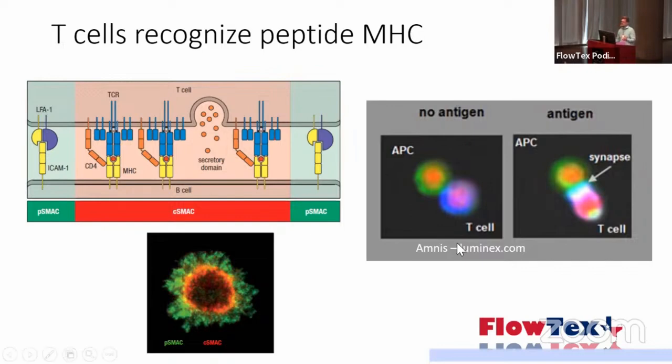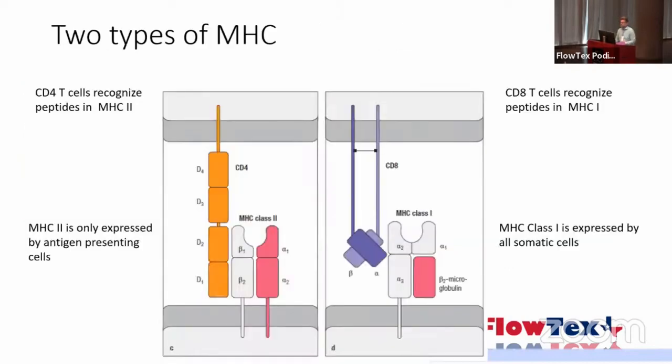cytoskeletal changes and things like that that we can examine by flow and imaging cytometry, where you get this synapse, just like we just heard about in neurobiology, right? Where the antigen-presenting cell and the T cell are really stuck together and engaged with each other. This is that handshake that we talked about very early in the talk.